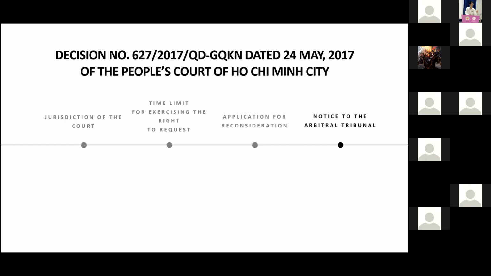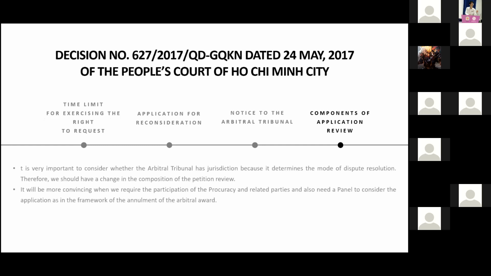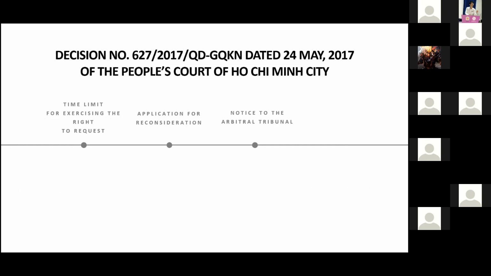Next is the notice to the arbitral tribunal. Under clause 1, Article 44, the complaining party must notify the complaint to the arbitration council. However, this obligation is not accompanied by any sanction, so it does not matter if the complaining party does not notify. Perhaps under Decision No. 01/2014, within 5 working days from the day of receipt of the complaint, the documents and evidence attached to the petition go to the court, and the court must notify the arbitral panel of its acceptance and settlement of the complaint.